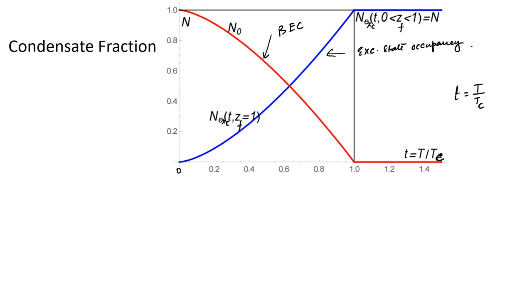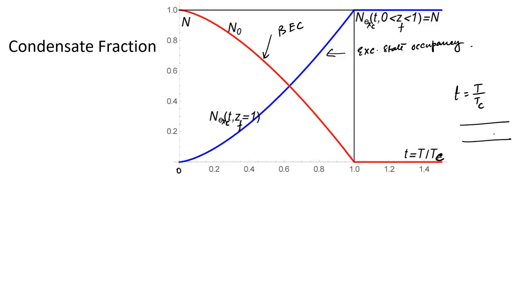And the excited state occupancy becomes equal to N. So, that is the total number. If you add the values of the red curve and blue curve at any point, they will give you capital N, which means the total number of particles.